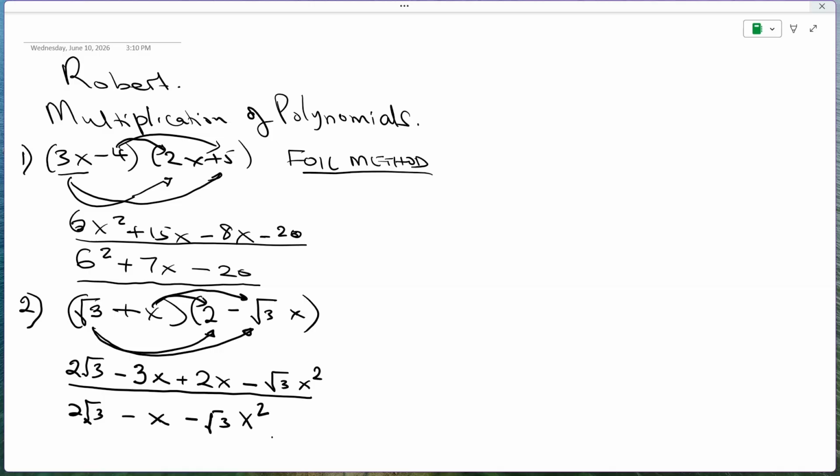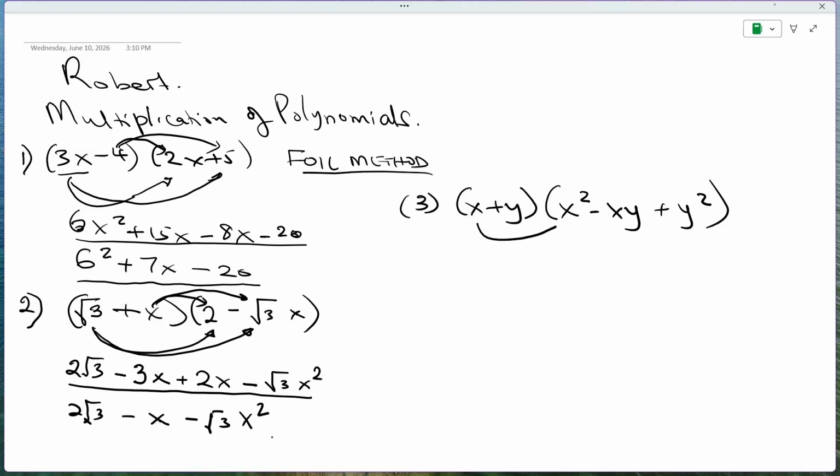And then finally, let's look at number 3. We have x plus y multiplied by x squared minus xy plus y squared. Again, using the FOIL method, x is multiplied by x squared, which will give us x cubed. Then x is multiplied by minus xy, which will give us minus x squared y.